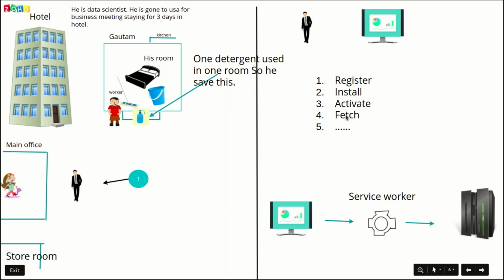So what is the benefit he gets? From the next time he doesn't need to bring it from the storeroom. It takes time. Suppose Gautam needs cleaning room service, so he calls the receptionist, and first the worker goes to the storeroom, then collects the cleaning tools, then goes to the room, so it will take time. In this scenario, if the worker puts all the cleaning tools in his room, he does not need to go to the storeroom, and this will save time.